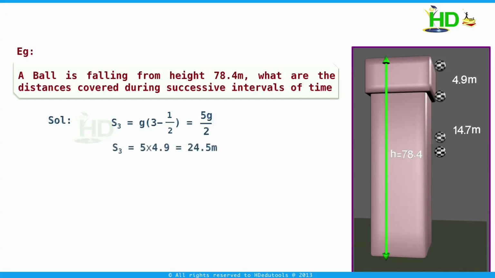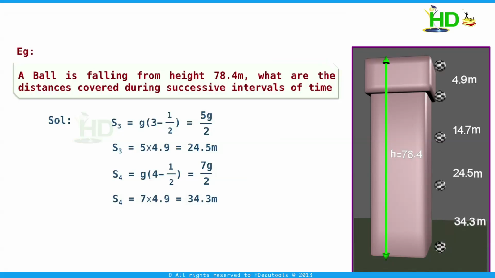Then S3 is equivalent to 5 into 4.9, which is 24.5 meter. And S4 is equivalent to g into (4 minus 1 by 2), which is equal to 7g by 2, or S4 is equal to 7 into 4.9, which is 34.3 meter.